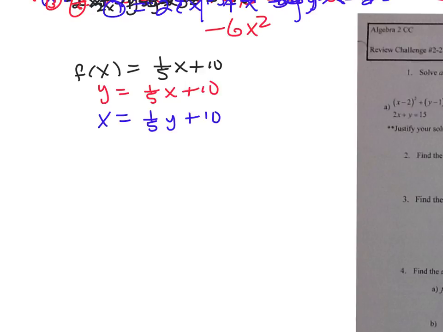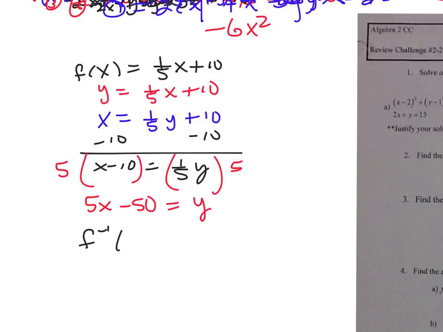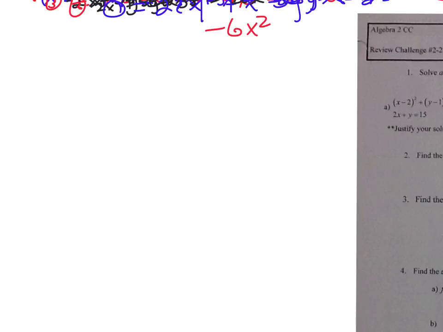Now I'm going to solve for y. So I minus 10. x minus 10 equals 1/5 y. To get rid of the fraction, to get rid of the 5, you multiply both sides by 5. So I get 5x minus 50, make sure you distribute, equals 1y. That's my inverse. So we use inverse notation. The inverse of f of x is equal to 5x minus 50. Okay, so let's take a look at the next one.